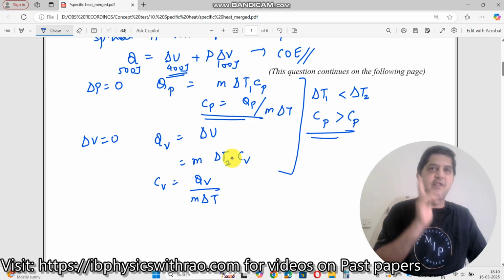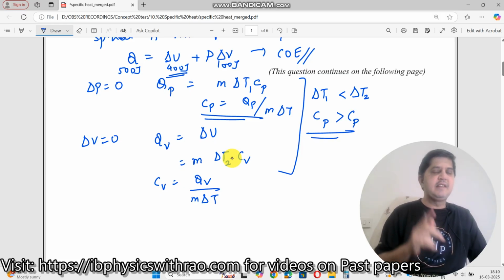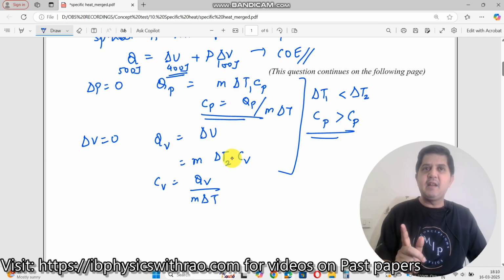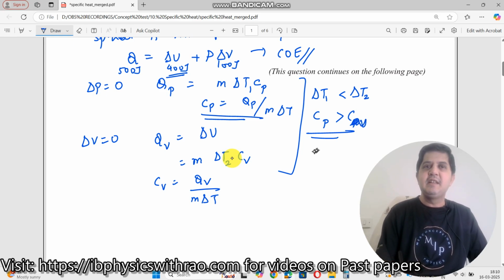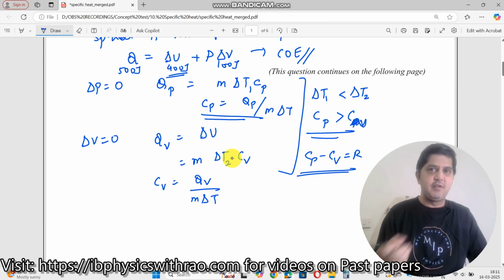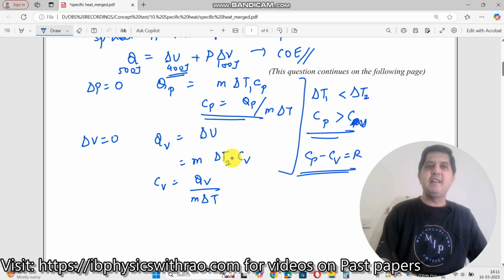We have done two things over here. First, I have shown that Cp and Cv are two specific cases. Second, I have shown that Cp is greater than Cv. In advanced thermodynamics, you will also learn that Cp minus Cv is equal to R, which we call the Mayer equation. You don't have it in your current syllabus, but this is what you will learn in higher thermodynamics.